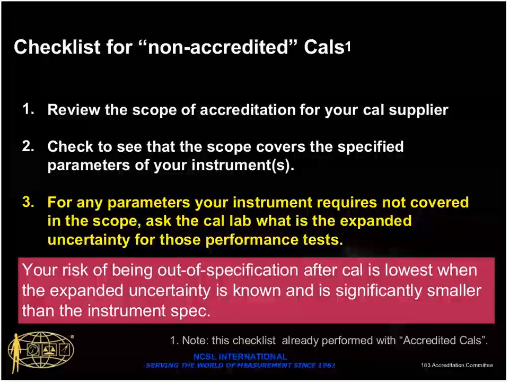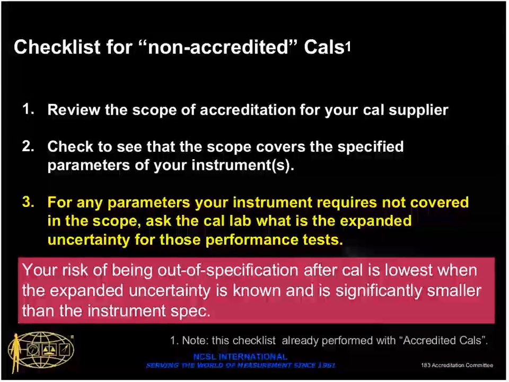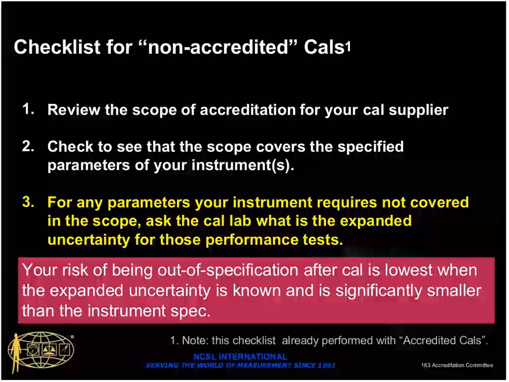And finally, your risk of having an instrument be returned from calibration where it said pass, but in fact it's out of specification, is really going to be lowest when you know what the expanded uncertainty is, and that it is significantly smaller than the instrument specification. Now, as we've said in this section, one sure or very highly likely way to know that the measurement uncertainty is going to be low is if your calibration supplier includes the measurements that you're relying on in their schedule of accreditation, and you can go look at it and see what it is.